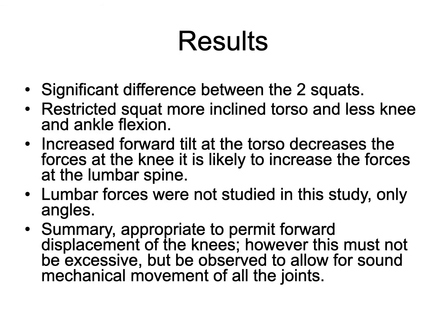So the results were that they found a significant difference between the 2 squats. The restricted squat, which was the one with the wall in front of them, had a more inclined torso and less knee and ankle flexion. And the more vertical lower limb is accompanied by a greater anterior lean of the torso. So you'd question whether that is reflective of a more skilled lifter. And the increased hip forces are transmitted into the lower back. And as mentioned before, the patellar compression forces increased with an increased knee angle.